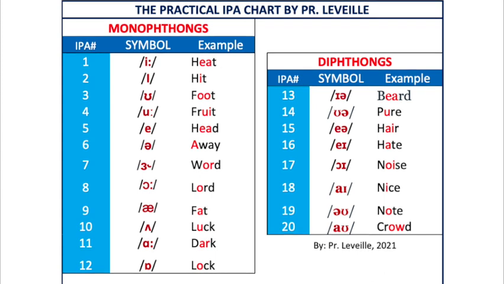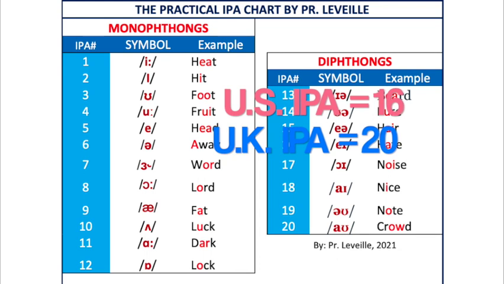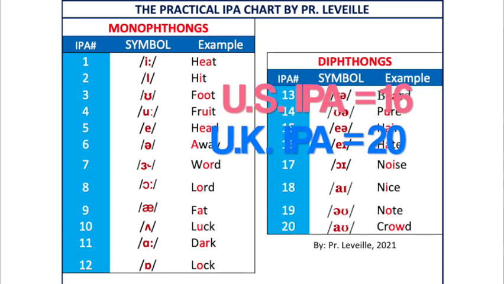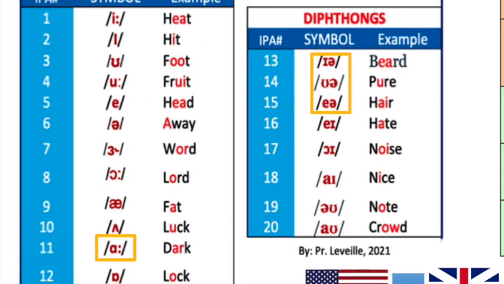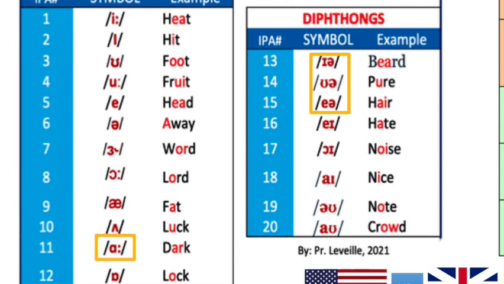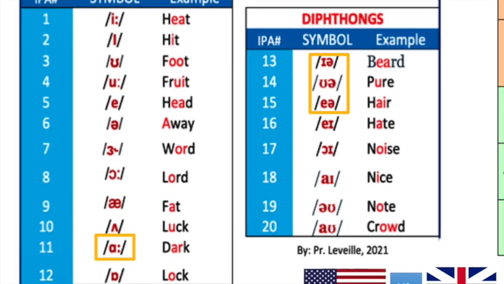One last observation on the 20 vowel sounds in English. The American IPA uses only 16 vowel sounds compared to 20 for the British IPA. The Americans have deleted phonemes 11, 13, 14, and 15, as indicated in our Practical IPA chart.